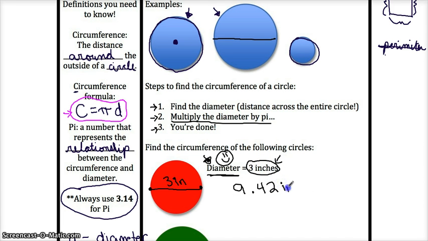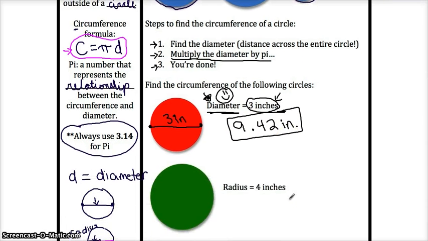So you can write inch or IN right here, inches. And do you remember when we were talking about area, how we have to do inches squared, or if we're talking about volume, we have to do inches cubed? Well, with circumference, we don't have to do any of that. It's just inches. There's no squaring or cubing of the answer. You just have your plain old simple answer, 9.42 inches. That's it.